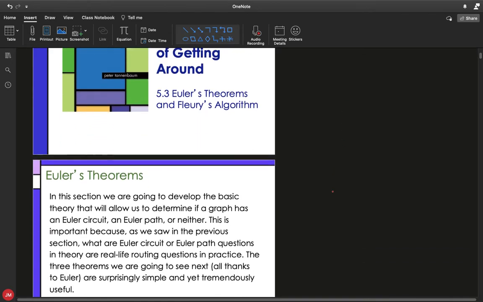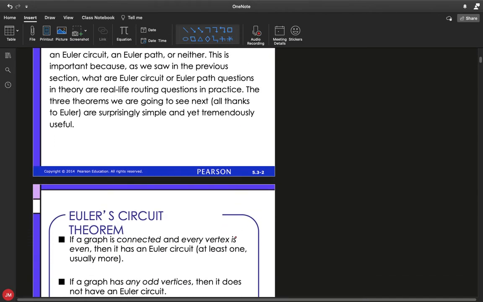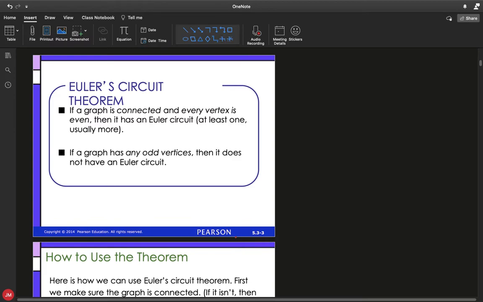So, with Euler's theorems, basically what we're going to do is develop the ideas that are going to help us determine if a graph has what's called an Euler circuit or an Euler path. Remember from 5.2, an Euler circuit is a circuit which starts at a vertex and ends at that same vertex and also passes through every single edge on the graph. Whereas an Euler path simply passes through every edge but does not start and end at the same spot. So we're going to talk about the ideas behind both of those. We're going to start with the circuit.